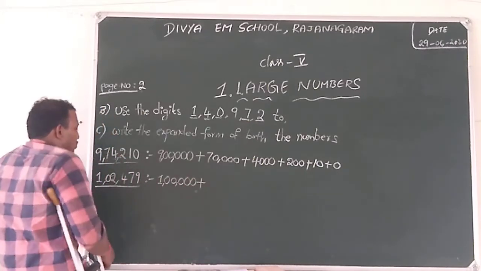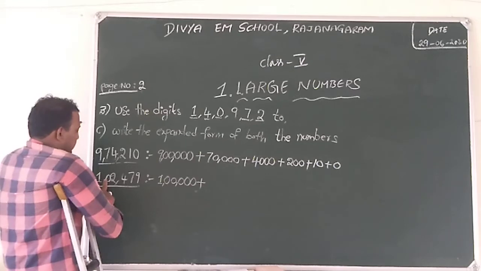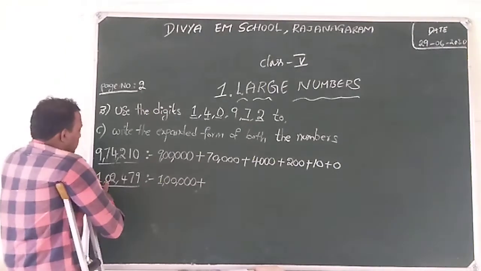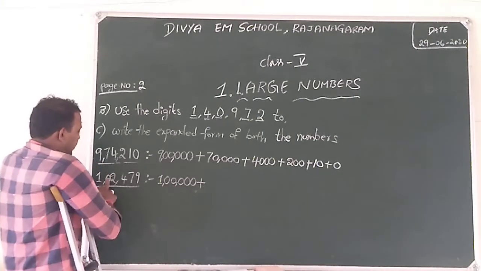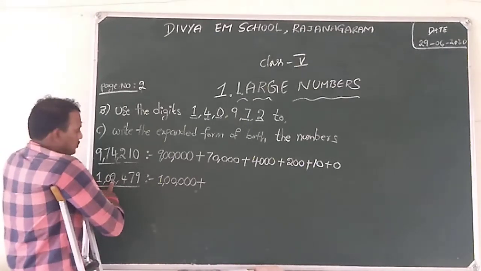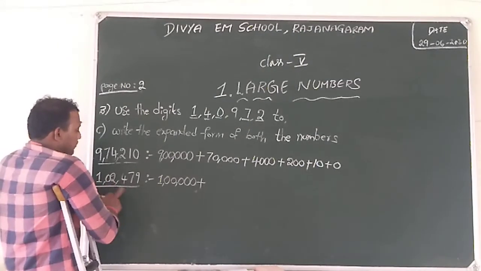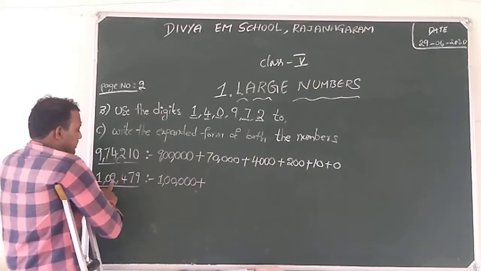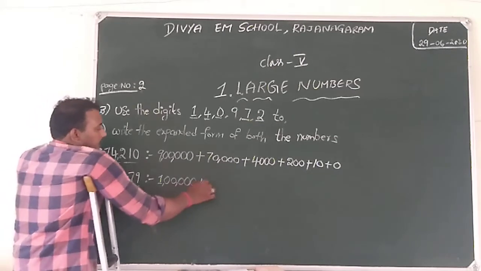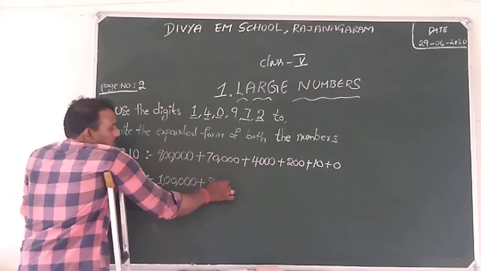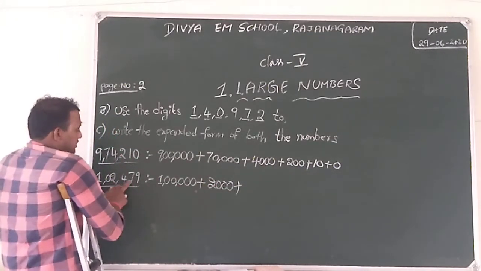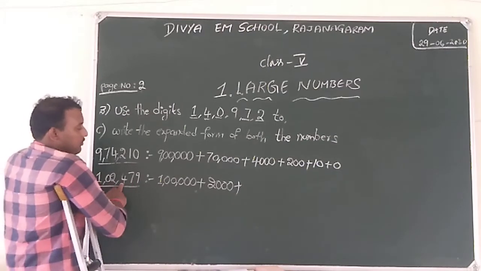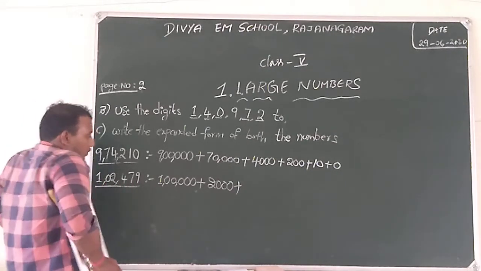Okay, now we will move to the 10,000 place. In the 10,000 place we are having 0. So for 0 we don't need to write anything here. So let's move to the 1000 place. In the 1000 place we are having 2 here. So 2 into 1000, 2000. Okay, now let's move to the 100 place. In the 100 place, ones, tens, hundreds, we are having 4. That is 4 into 100, 400.